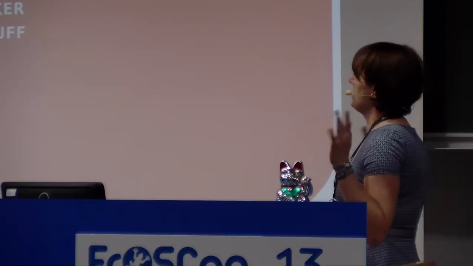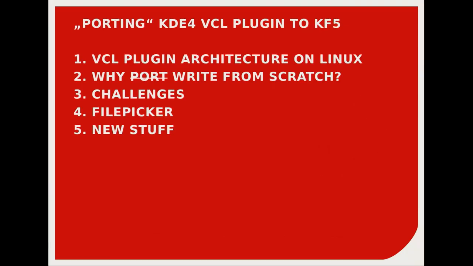As I said, I will walk with you through the journey of how LibreOffice 6.2 got a new Qt KF5 frontend, which steps we took, and how the journey went from the old KDE4 frontend to the new KF5. It will happen in 5 steps. In the beginning, we'll have a look at the user interface, the VCL architecture in LibreOffice, and how this works on Linux.